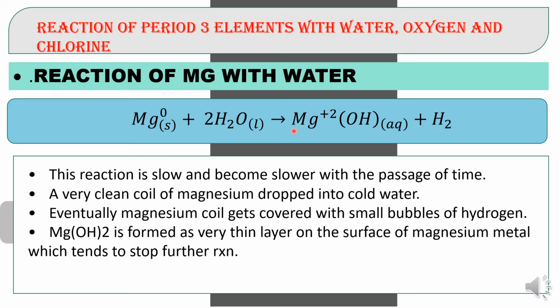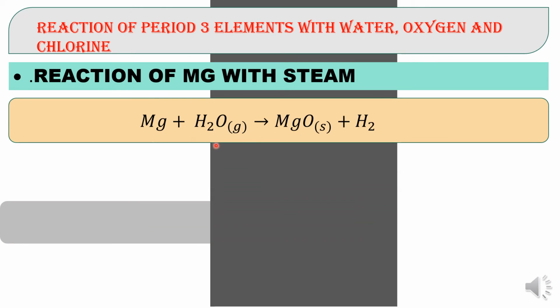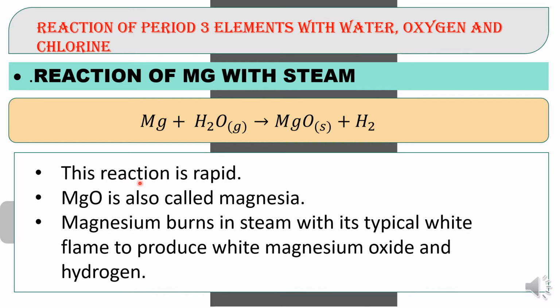Now we will study reaction of magnesium with steam. However, if we react magnesium metal with steam, which is high energetic, then magnesium reacts very rapidly with steam. So here you guys can see that the first point is this, that this reaction is rapid. Okay, in case of reaction with steam, the magnesium hydroxide will not be formed, but magnesium oxide is formed along with hydrogen gas, which is a white solid.